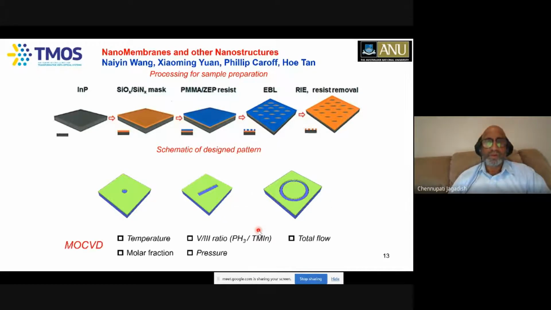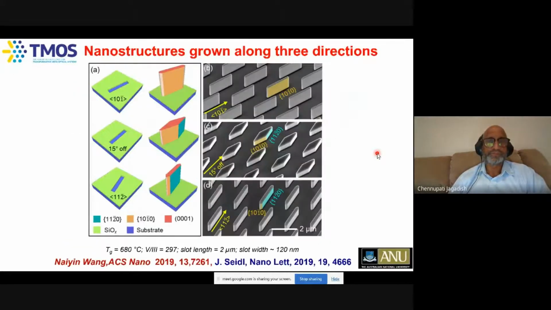Okay. Nayan Wong has spent about 4 years optimizing various growth conditions, temperatures, flows, and pressures, and all these things optimized to be able to get good quality results. So here is a case when a slot is opened along this particular crystallographic orientation, put into the MOCVD reactor, heat it up to somewhere between 650 to 750 degrees Celsius, introduce the gases needed for the growth of indium phosphide, and you can start getting these beautiful nanomembranes.